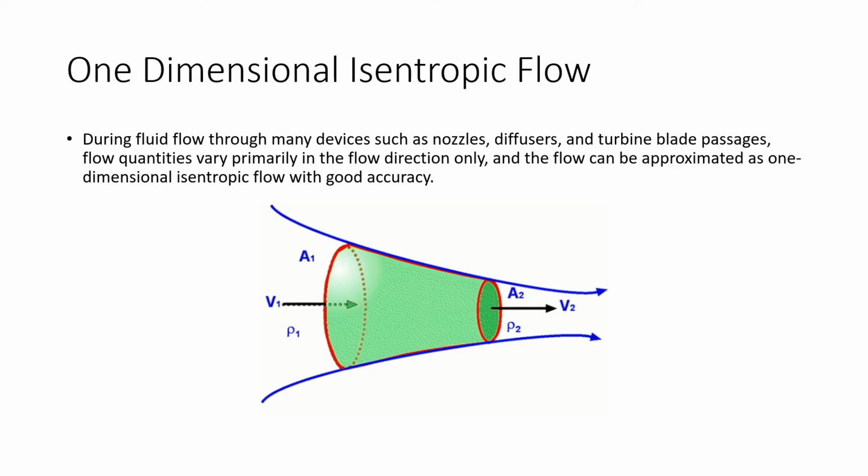And then isentropic. We learned about this also already in the previous topic. Isentropic means constant entropy. This is related to the stagnation properties, which if you have forgotten, I suggest that you go back to that video.